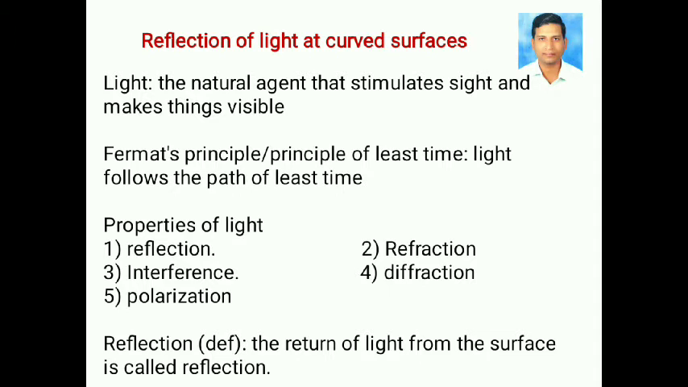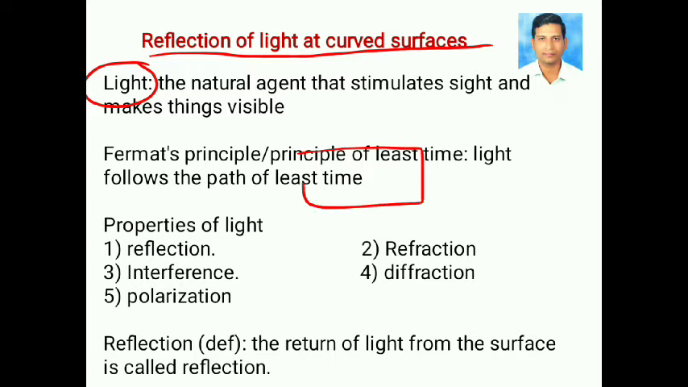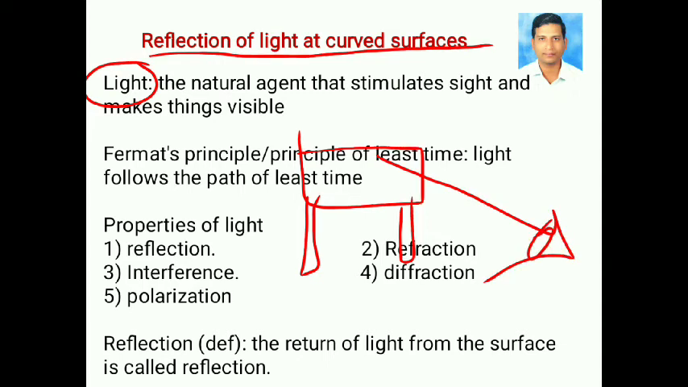Let us start our first lesson, reflection of light. Let us know what is light. Light is a natural agent that stimulates sight and makes things visible. You can see in the picture that we are able to see the table because of light.